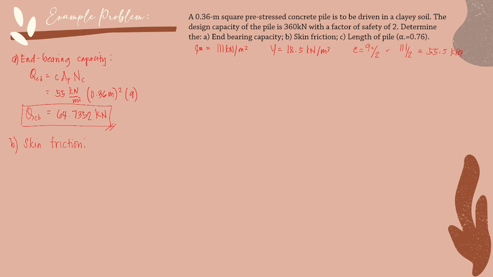So, hindi natin magagamit sa ngayon yung formula for skin friction using alpha, beta, or lambda method. But given yung design capacity ng pile, and meron ring binigay na factor of safety, therefore, gagamitin natin yung formula na Q ultimate ng pile is equal to the sum of the end bearing and skin friction. So, paano naman natin makukuha yung ultimate?